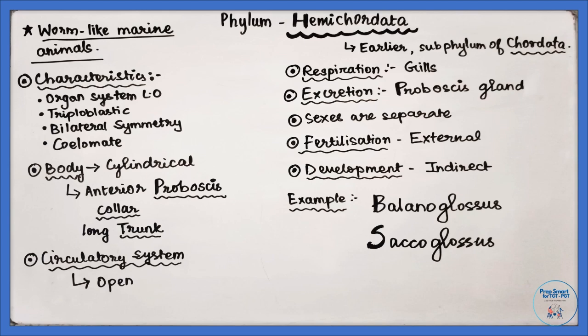Reproduction is by sexual reproduction. Sexes are usually separate. Development can be indirect or direct. Indirect with a free swimming Tornaria larva. Some of the examples are Balanoglossus, Saccoglossus. Economic importance: they show affinities with annelids, echinoderms, and chordates.